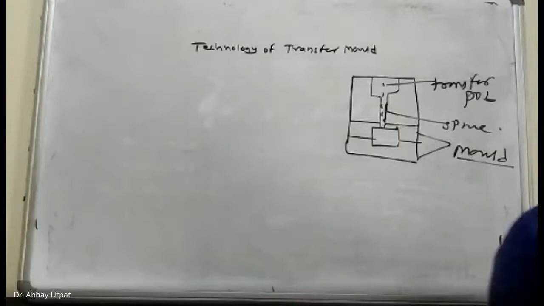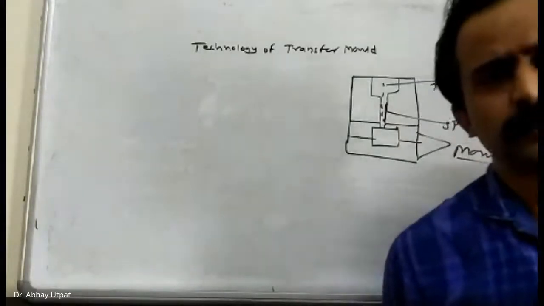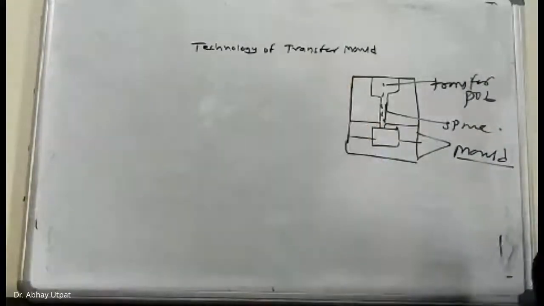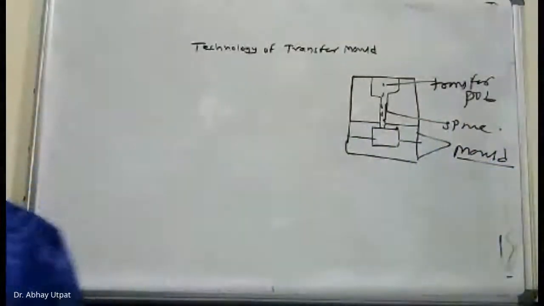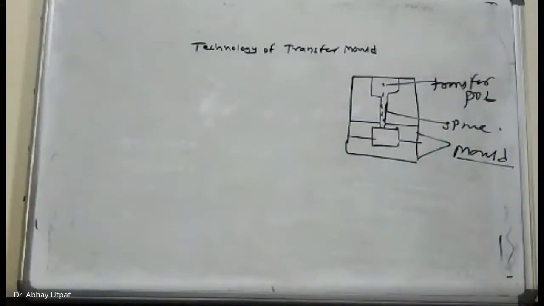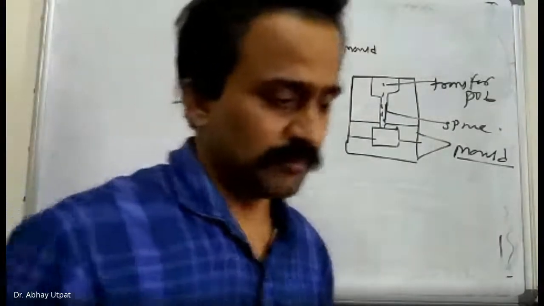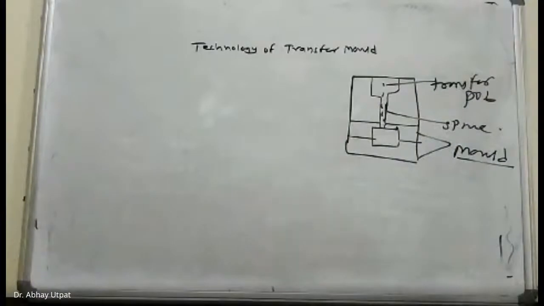It consists of a chamber called the transfer pot, and there are 2 types of methods. So we are now studying technology of transfer molding. You can write down that transfer molding is an advancement of compression molding. The good quality parts which you can't mold by compression molding are molded by transfer molding. That's why we are saying that it is one of the advanced developments in compression molding.